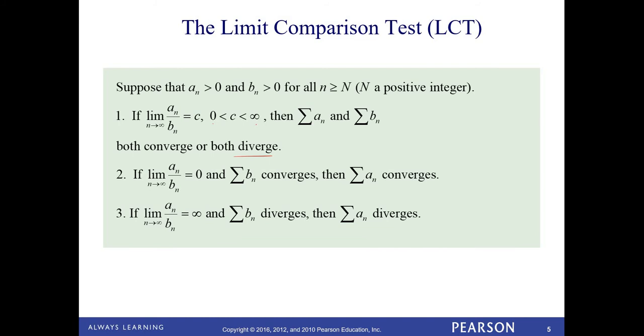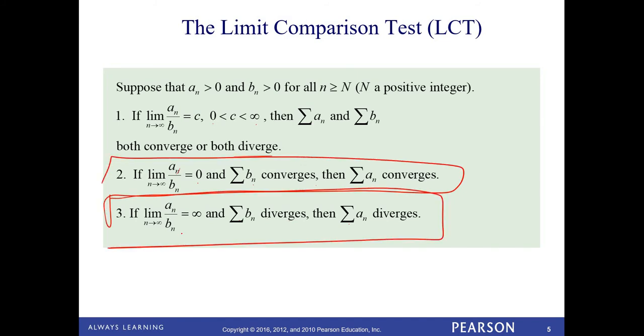So again, I'm comparing one to another. So again, if the limit of a sub n over b sub n equals 0, and if the b series converges, then a also converges. If the limit of the ratio goes to infinity and b diverges, then a will also diverge. Note that if this limit equals 0 and b diverges, we cannot say anything about a. It has to be these two scenarios specifically.